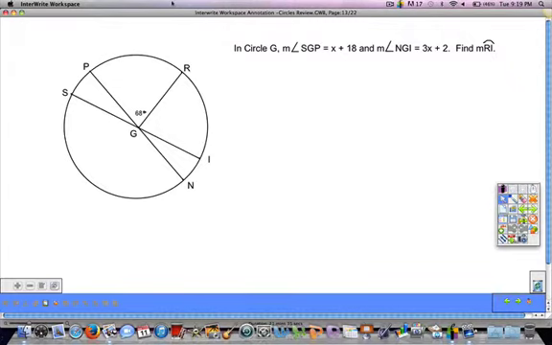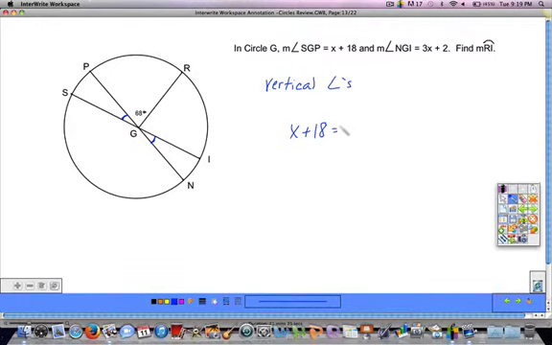All right, central angles. We like those. Okay, SGP is here, and NGI is here. What do you notice about these two? Shocker! More vertical angles! I told you in the beginning of the year you would see lots and lots and lots of these. I am not a liar. All right, anyway, if they're vertical angles, they must be equal.